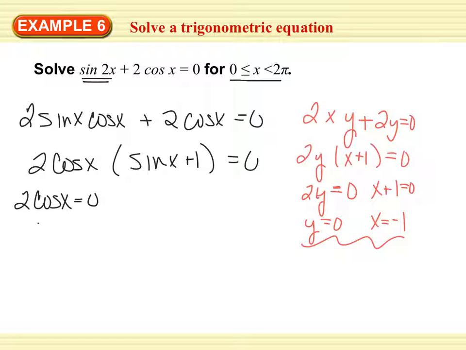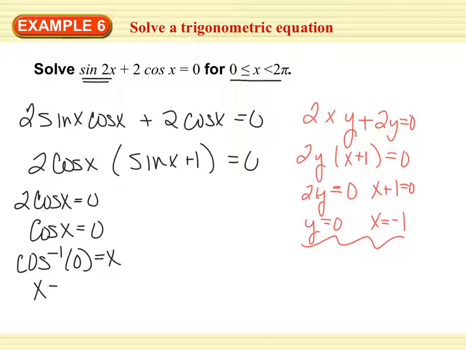If I divide both sides by 2, I get cosine x equals 0. And then we just go cosine to the -1 of 0 equals x. X equals, if I go to my unit circle, cosine is 0 at 90 degrees and 270 degrees. So that right there are 2 of my solutions.